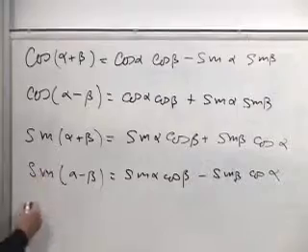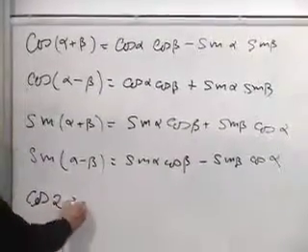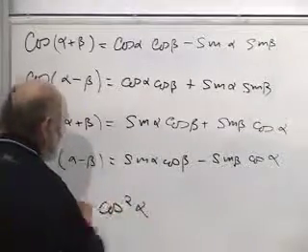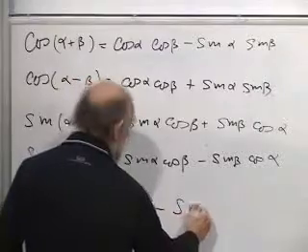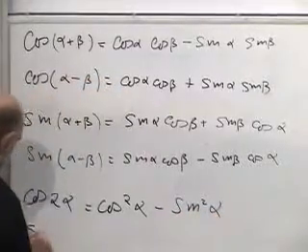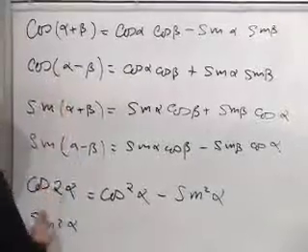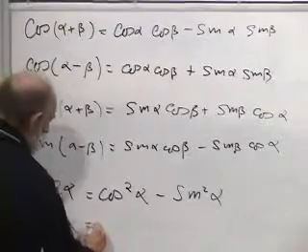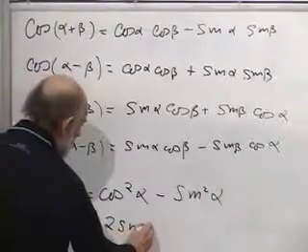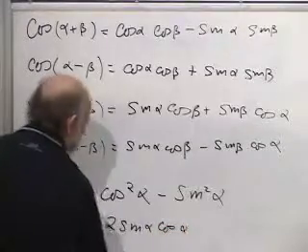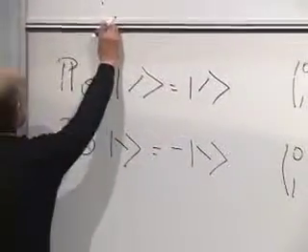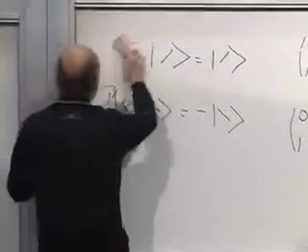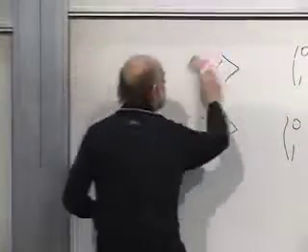One more: cosine of 2 alpha. That's easy, we just read it off from here. That's cosine squared alpha minus sine squared alpha. And sine of 2 alpha, we read from here. That's just twice sine cosine. All right, here's our trigonometric table of formulas, and we'll use them.